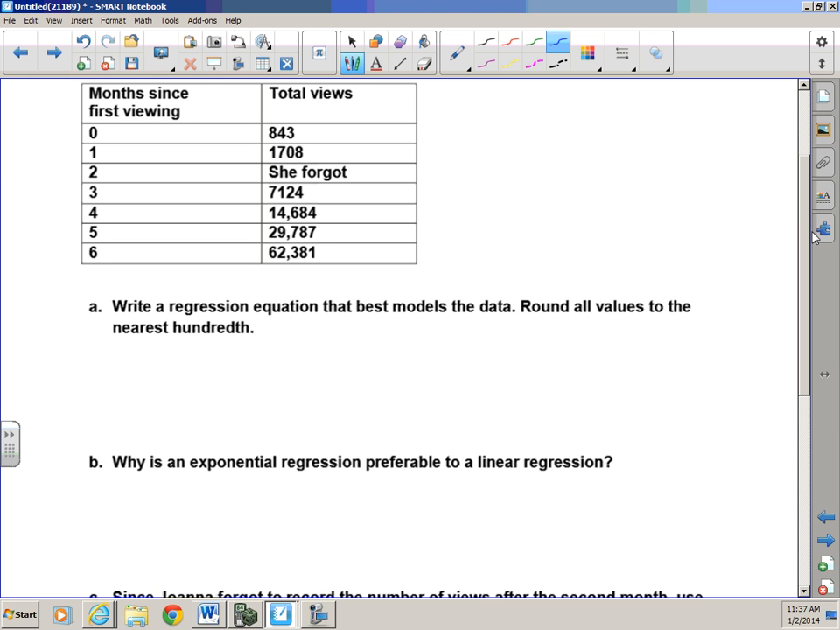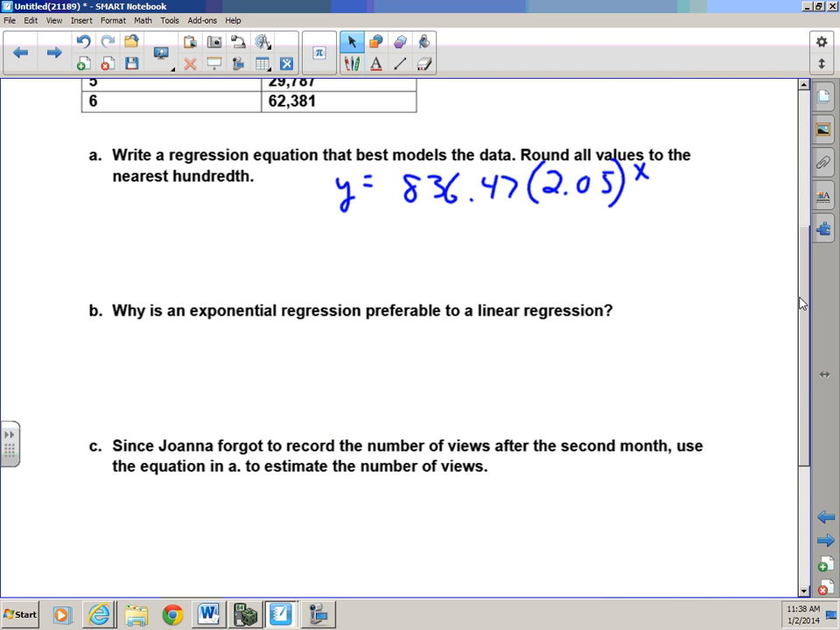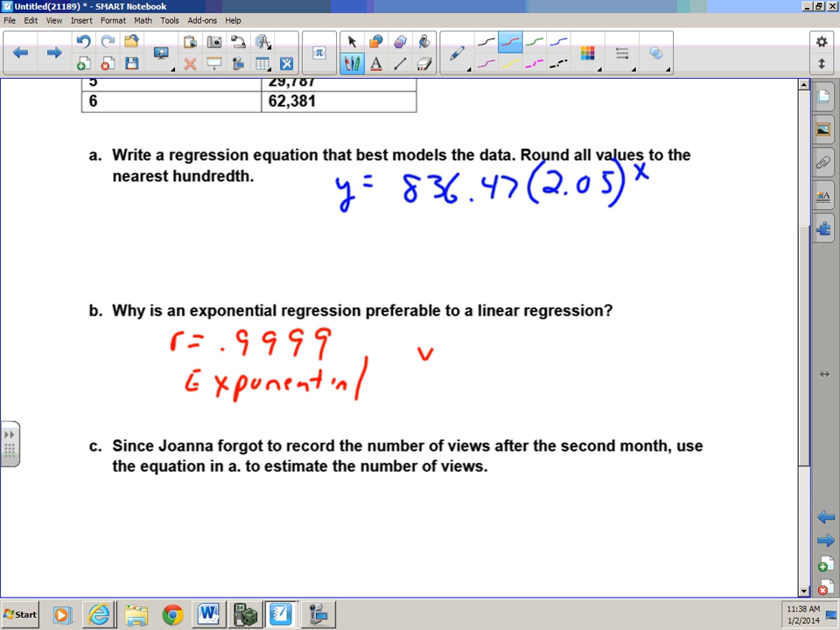So we're going to input all of this data, and I'm going to show you that in a moment, into our calculator to get our line for our exponential equation to be so. You'll see that my variable for X is now the exponent. Now, why is exponential preferable to linear? Well, when you see that our coefficient of R is 0.9999 for the exponential, which is extremely good, versus 0.86 for linear, obviously the exponential is much stronger.